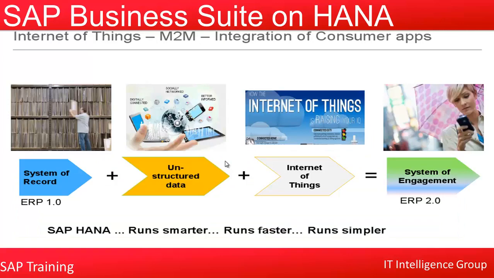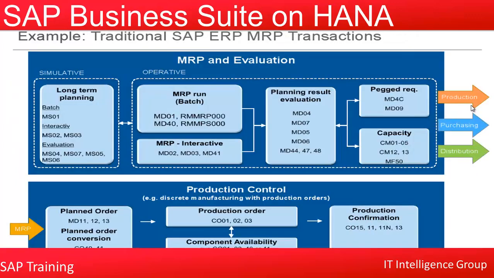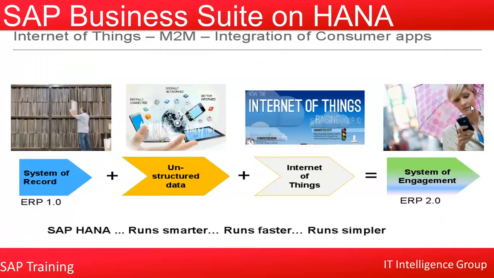Now this shows your system of record, ERP 1. Unstructured data is also coming into it, and internet and social media data are coming into it. ERP 2.0 is the system of engagement, where SAP runs faster, runs smarter, runs simpler. That is the logo for SAP HANA, and those are the three key benefits SAP HANA brings to the table.